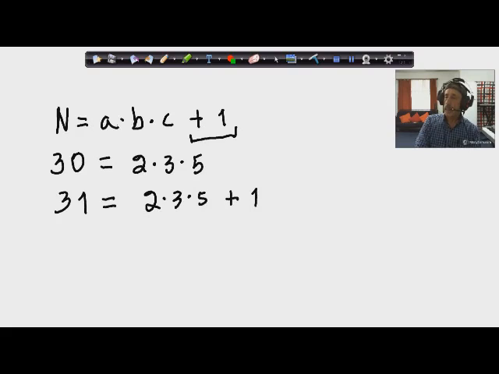Now, neither 2, 3, or 5 is a divisor of 31. If we divide 31 by 3, the result is 10, and we have a remainder of 1, not a remainder of 0. The same thing happens if we divide 31 by 2 or by 5. This is a very important observation which we will use next in Euclid's argument.